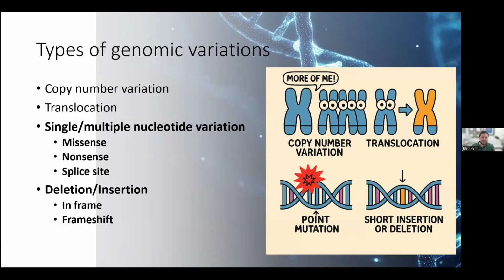And there are many different types of genomic alterations that include single nucleotide variants that could be missense, that will change the amino acid, or nonsense that will result in termination, or some that impact the splice site. And we also have deletions or insertions, which could remove or insert certain amounts of DNA. And these could either be in frame, which would maintain the reading frame, or cause a frame shift, which will cause an early termination.